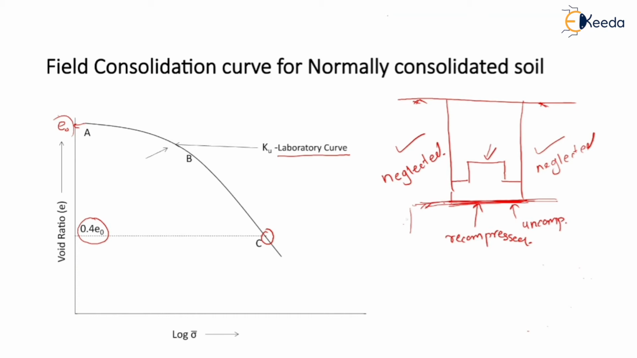That means before the construction of the footing, the soil at this level is subjected to an initial overburden pressure of sigma naught bar, where sigma naught bar is equal to the weight of the soil lying above the base of the footing.